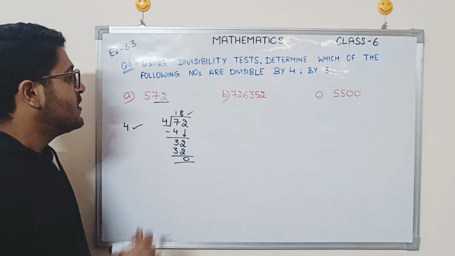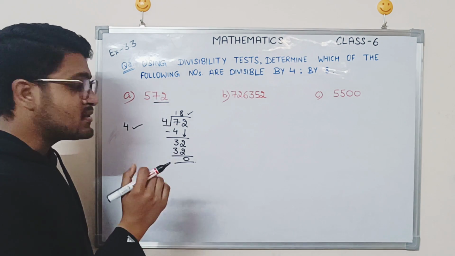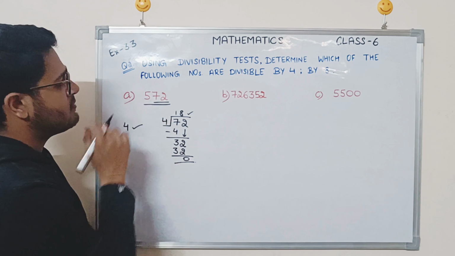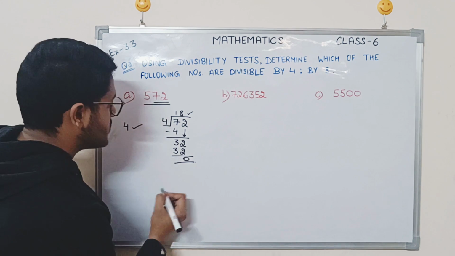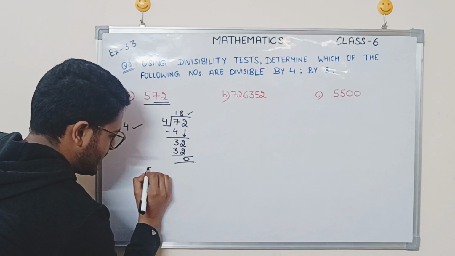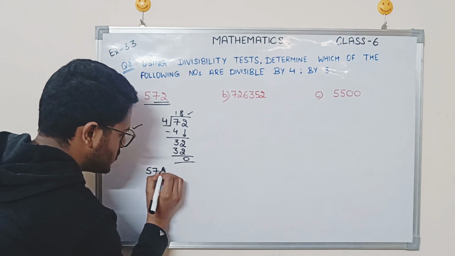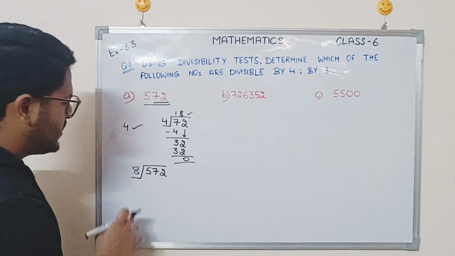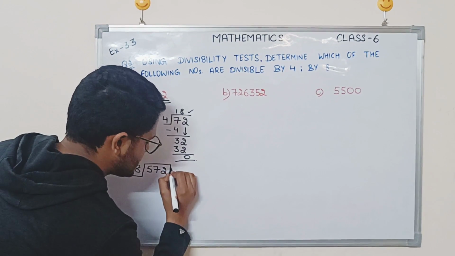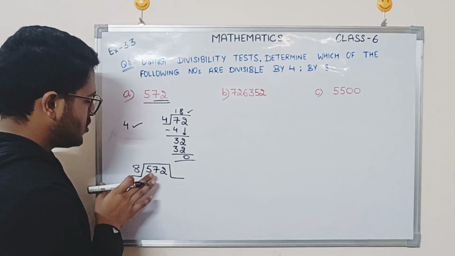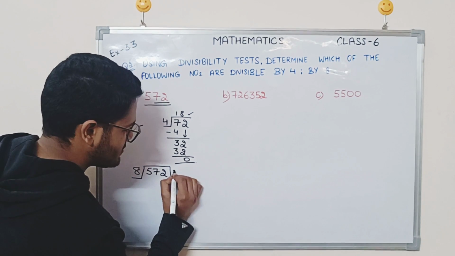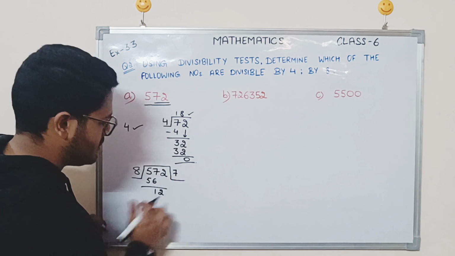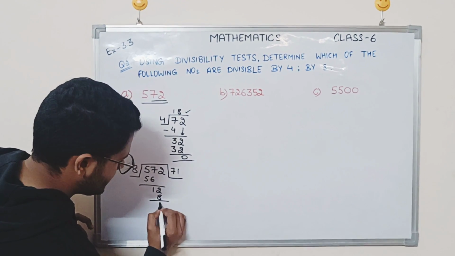For divisibility by 8, instead of taking the last two digits, we will take the last three digits, right? So the last three digits form the number 572. Now we will divide this number by 8. Let's check whether 572 is divisible by 8 or not. So 8 sevens are 56, right? One remainder. Now the number is 12. So it will be 8 ones are 8 and the remainder is 4.